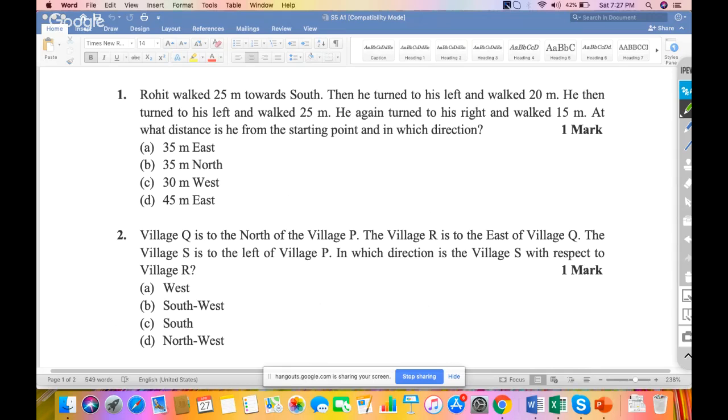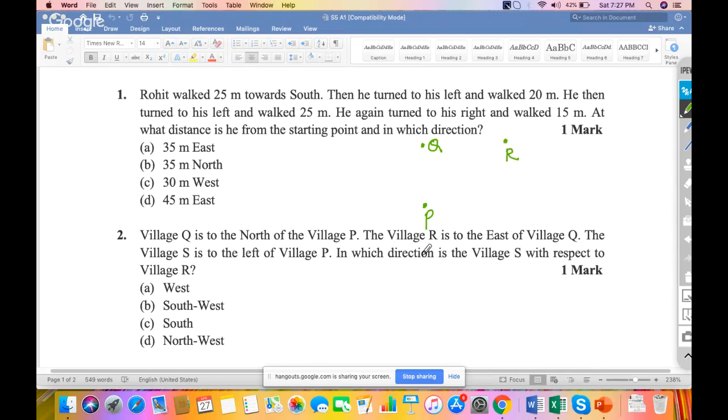So second answer, a lot of you are saying it's B. So village Q is to the north of village P. So suppose this is village P. So village Q would be here to the north. Village R is to the east of village Q. So village R would be somewhere here.